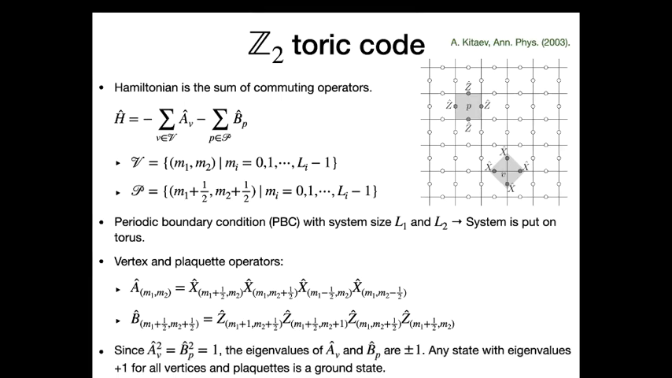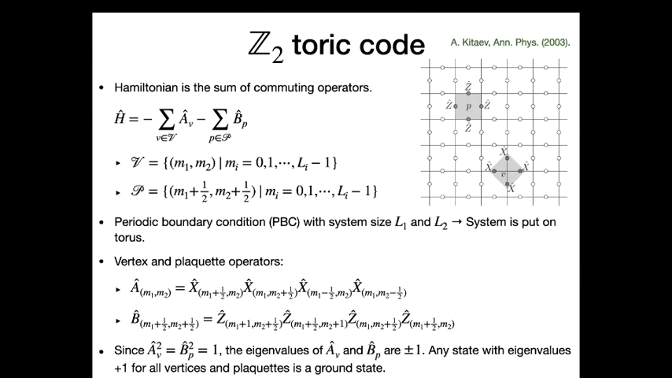And as I said, a squared and b squared is 1. So the eigenvalue of the a and b terms can be either +1 or -1. And any state with eigenvalue +1 for all vertex and bracket terms is a ground state. Okay, and I forgot to say, this is a spin model, and I have a two-level spin. So these are Pauli operators x and z. Any questions? Good. What is the degeneracy of the ground state?